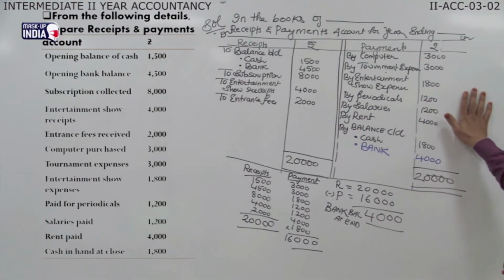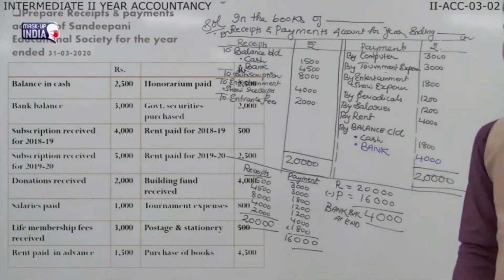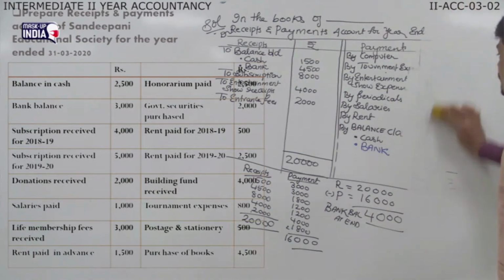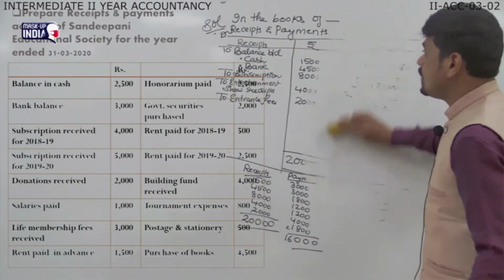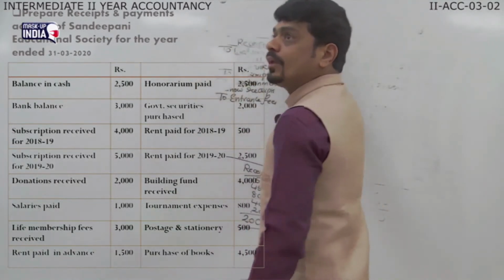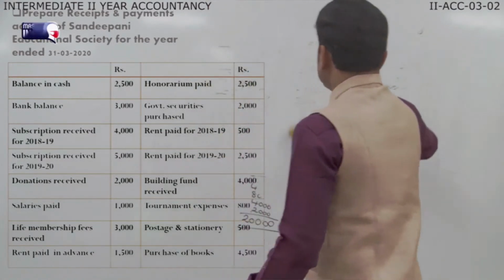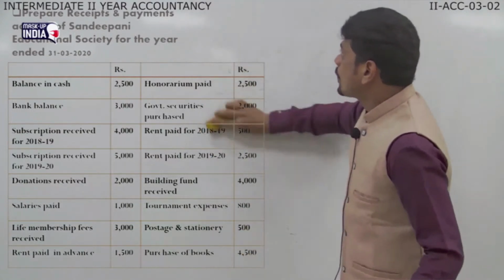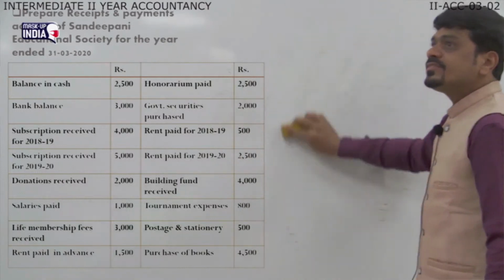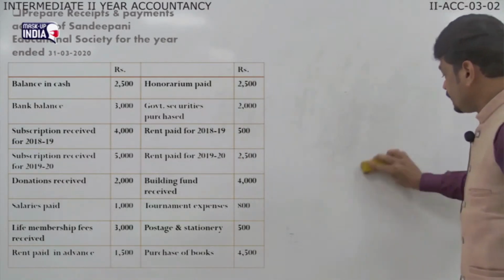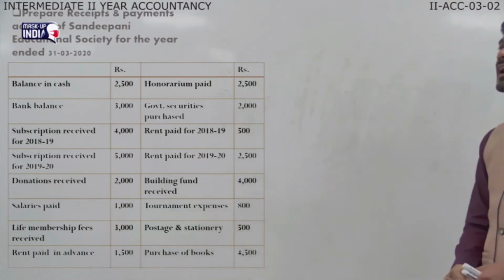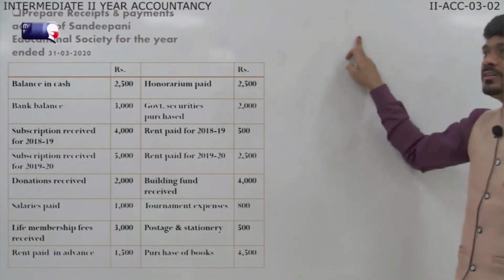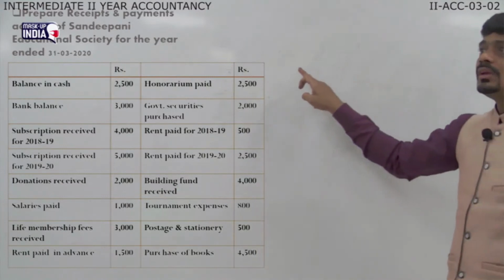Now let me teach you one more question of receipts and payments. If you go through the second question, you can see that they are asking us to prepare the receipts and payments account of Sandipani Educational Society. Let us see the transactions given to us. As usual, they are asking you to prepare the receipts and payments account of Sandipani Educational Society for the year ended 31st March 2020. They gave the name of the organization as well as the year ending.